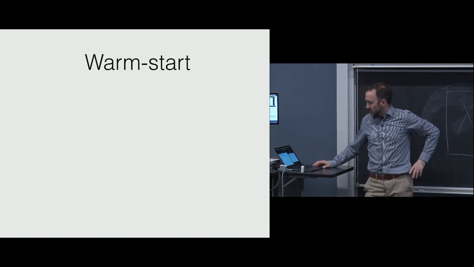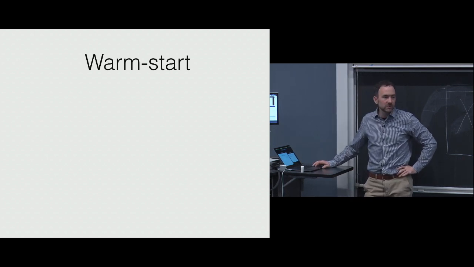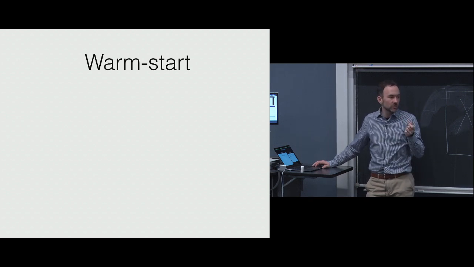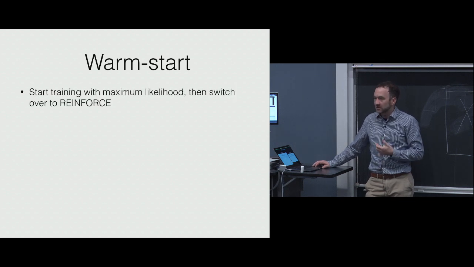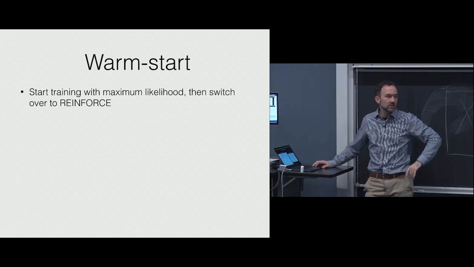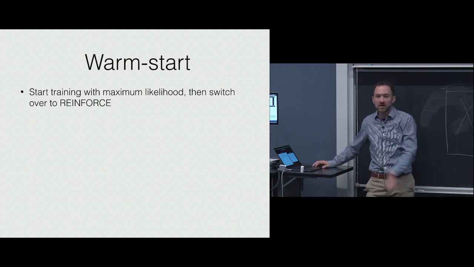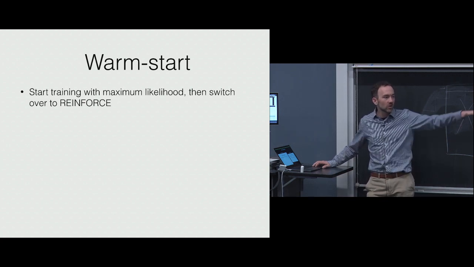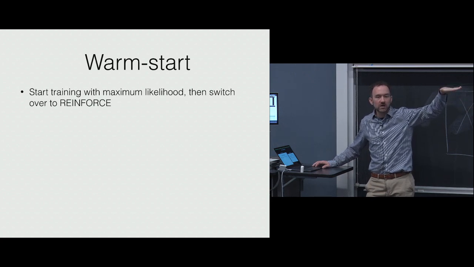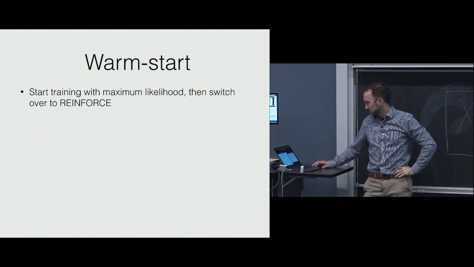Another thing that's really essential if you're training over large vocabularies is warm start. This is not absolutely necessary. There are some methods recently that don't require you to do this, but it's very convenient. What you do is you start training with maximum likelihood, then you switch over to some other structured training algorithm. You can either do this by just training maximum likelihood to convergence, or you can have some sort of annealing schedule where you start out 100% maximum likelihood, then gradually introduce more of the training objective.